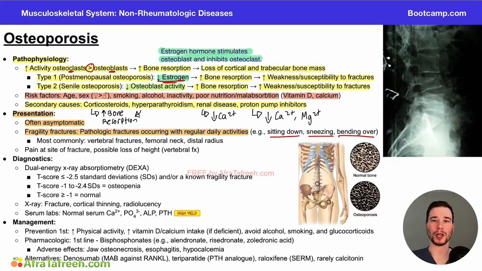Now, it's important to know the most common areas this occurs, which include vertebral fractures, femoral neck fractures, and distal radius fractures. This can occur in other places, but these are the most common ones that they're going to test you about on test day, particularly the vertebral fracture.